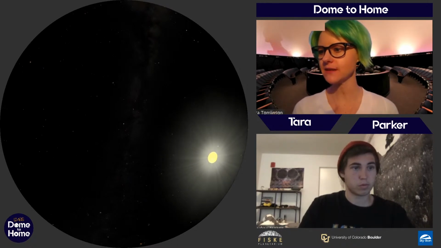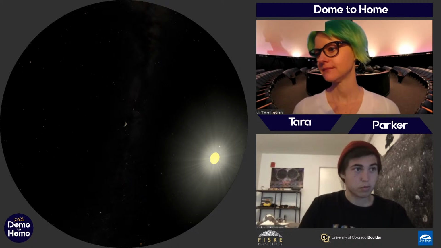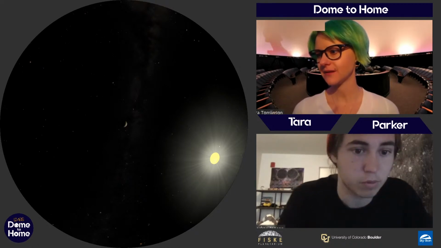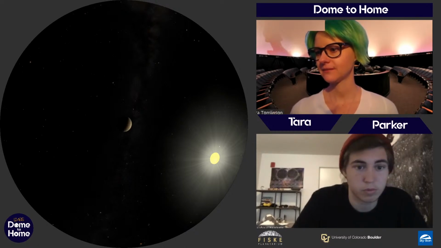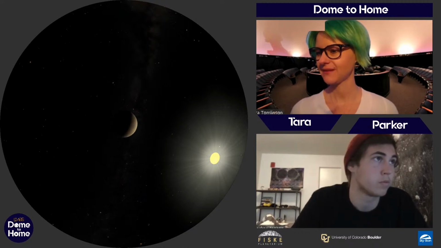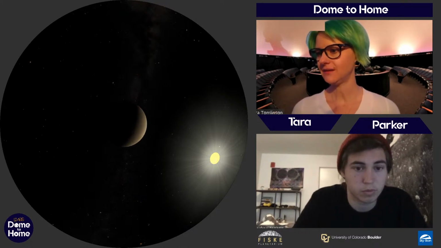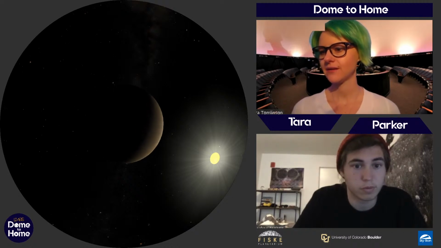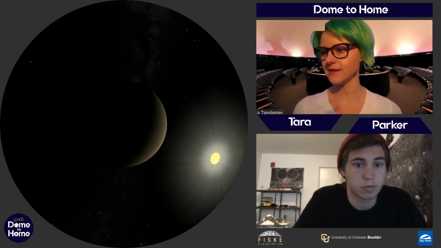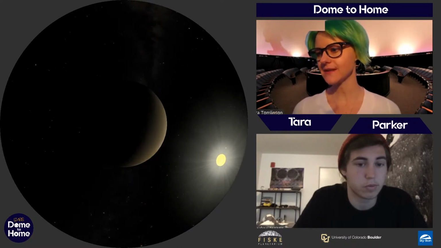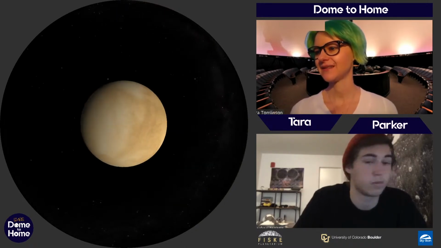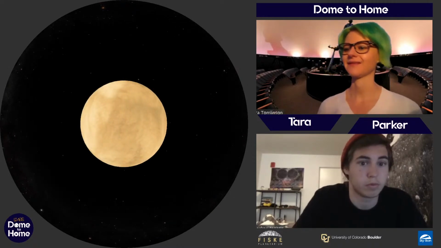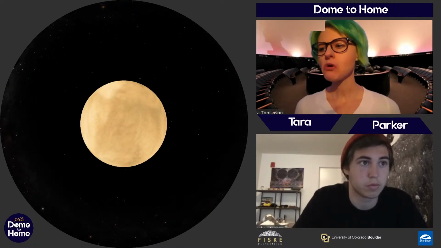So we're coming up on Venus here. Should see it in just a second. Here it comes. See the little dot. All right. So here we are at Venus. Let's get some light on there so we can see what it looks like. Brilliant. All right, so this is Venus, more or less.